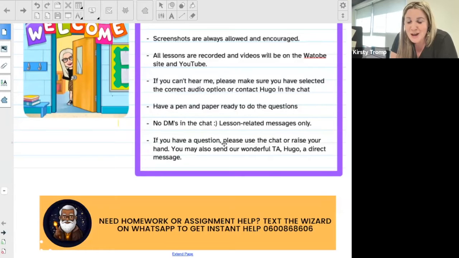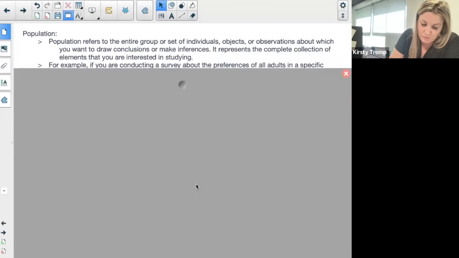What are we doing tonight? On Monday, we were looking at data. We were looking at research. Let's have a look. We made some notes.